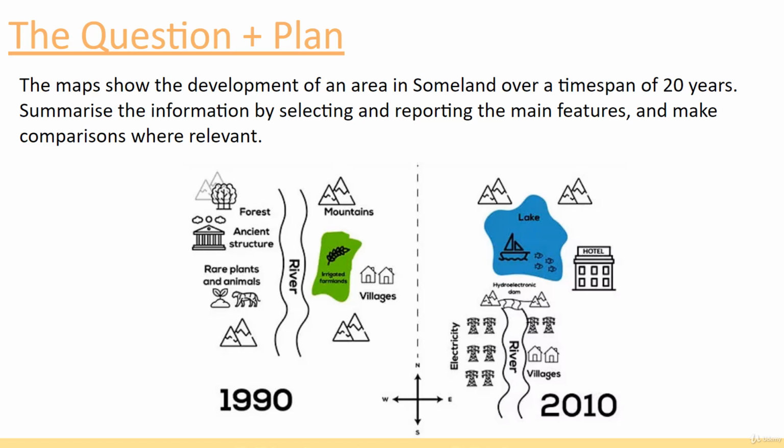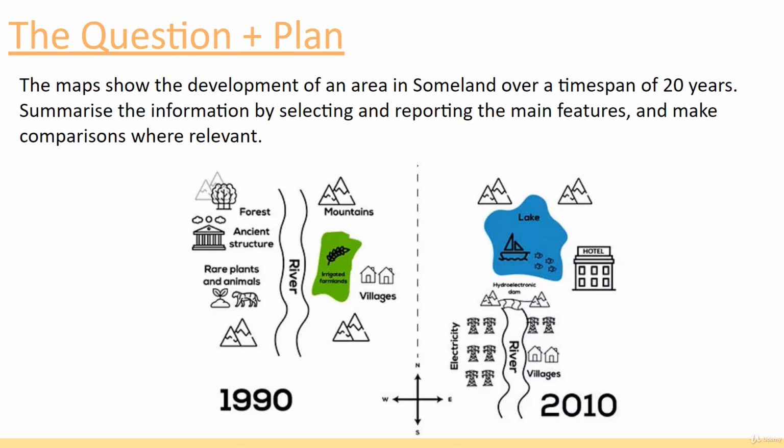A lake has been added, a large lake where we can see sailing boats and fish, and the two mountains, of course, remain at the top. Below, to the south of this map, we can see electricity stations, both to the west and east of the river, and a new village has been added to the east of the river too.